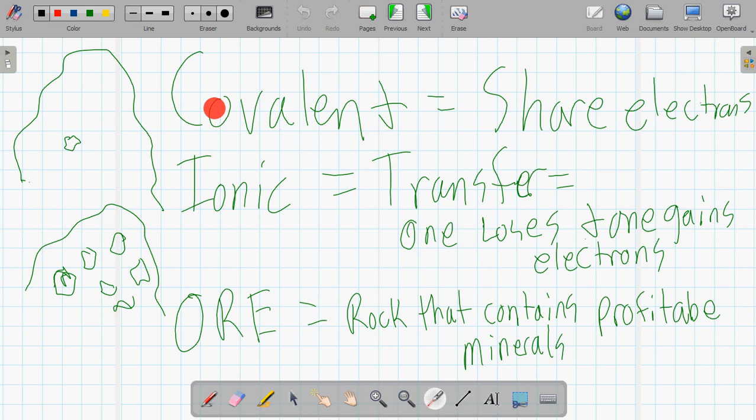Covalent bonds, co means with, so covalent bonds share electrons. Ionic means having to do with ions. So one atom loses electrons and one atom gains electrons. They both become ions. An ore, O-R-E, is a rock that contains a profitable amount of minerals. So if we had a mountain and we had just a little bit of gold, that's not profitable. If we had a very large mountain with lots of deposits of gold, that becomes more profitable to mine.